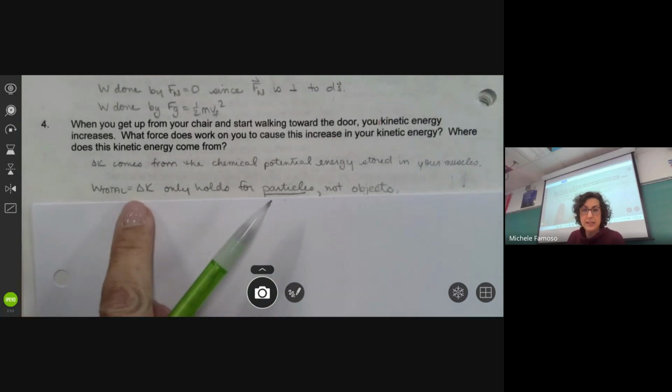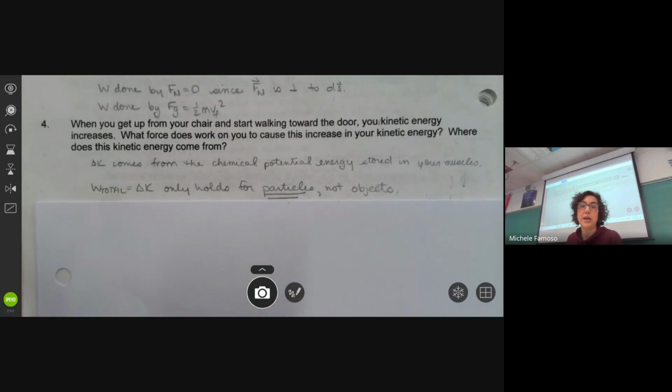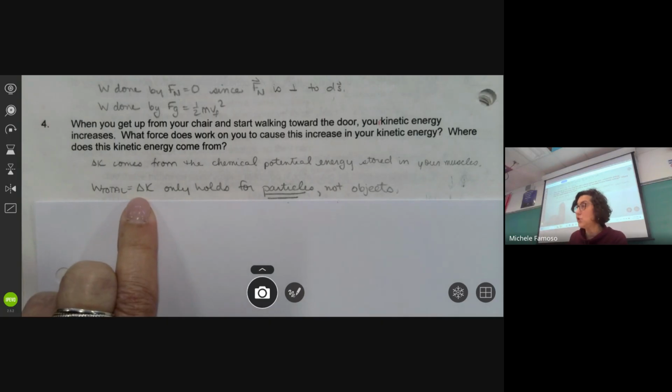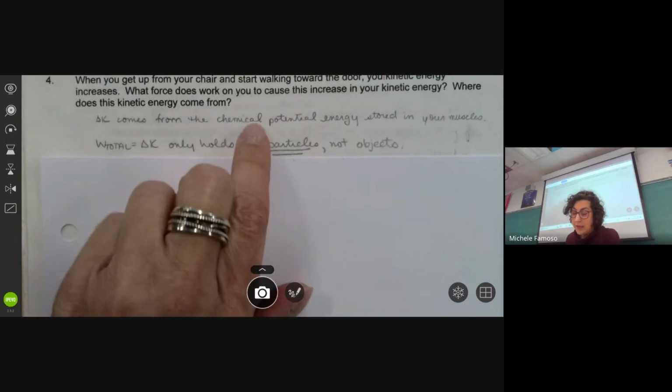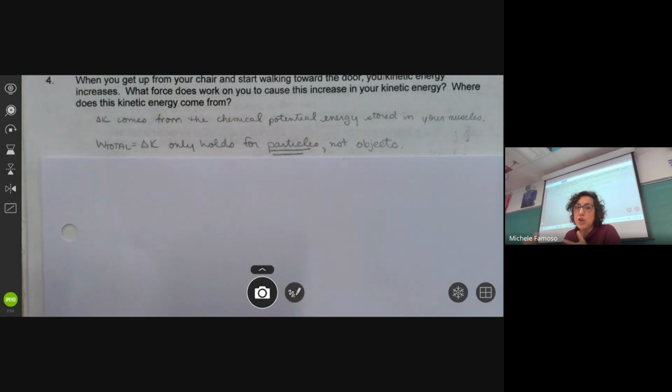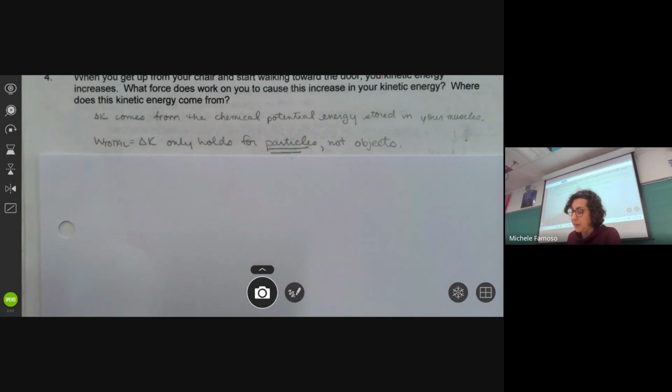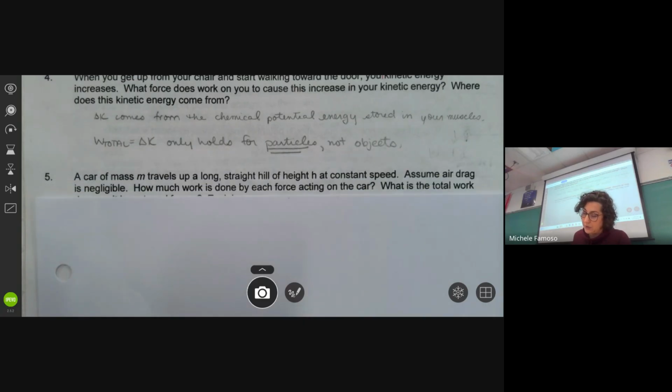Now, this idea of total work equaling change in kinetic energy would only hold for a particle. You are not a particle. You are an object. So we would not find your total work by using the change in kinetic energy, but it's coming from the static friction force that causes you to accelerate there. And that is a change. The change in energy is coming from the chemical potential energy in your muscles.